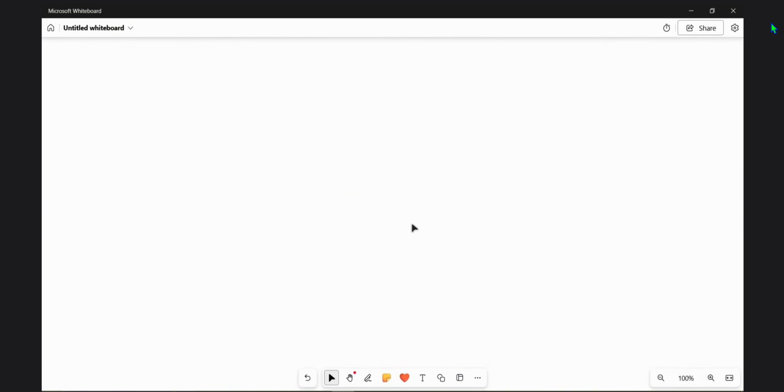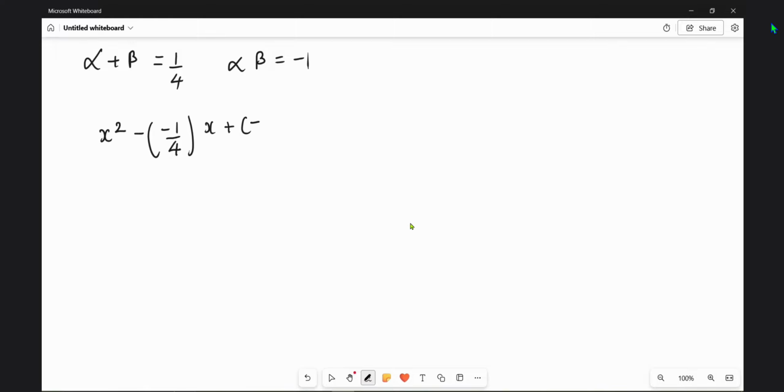I'll explain that later. So alpha plus beta, now we have got -1/4, and alpha into beta is equal to -1. So what will be the equation? x square minus of -1/4 into x plus alpha into beta, that is -1. So we will get x square plus 1/4 x minus 1. Now this is equated to 0.